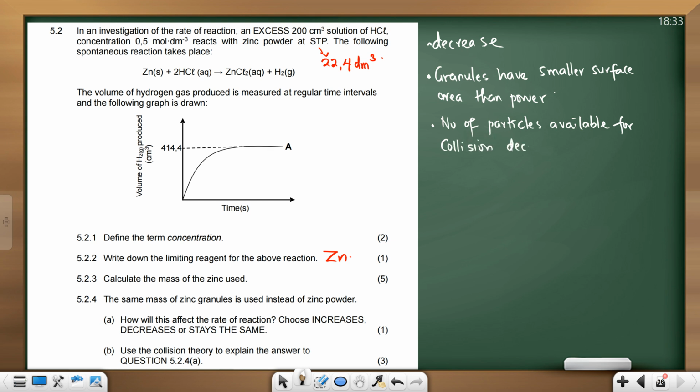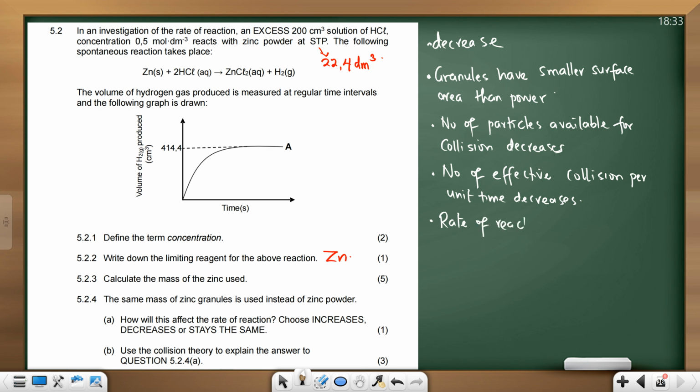When you mold, it's like taking something and molding it. Some particles are now hiding. They're not exposed. What would happen? The number of effective collisions per unit time does what? Decreases. And then what happens? The rate of reaction does what? Decreases.